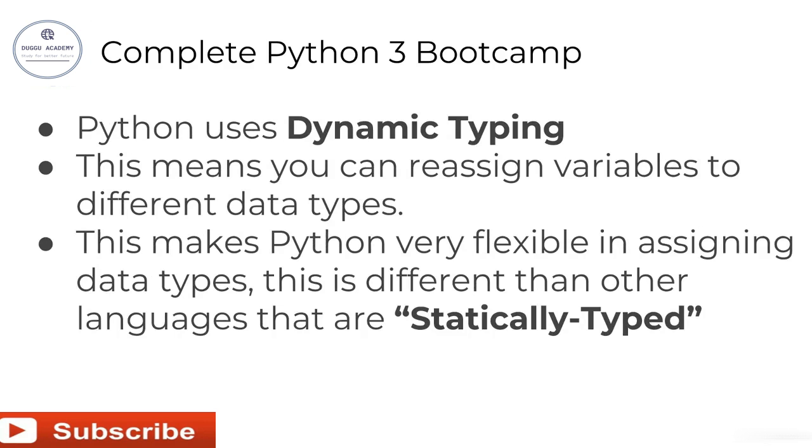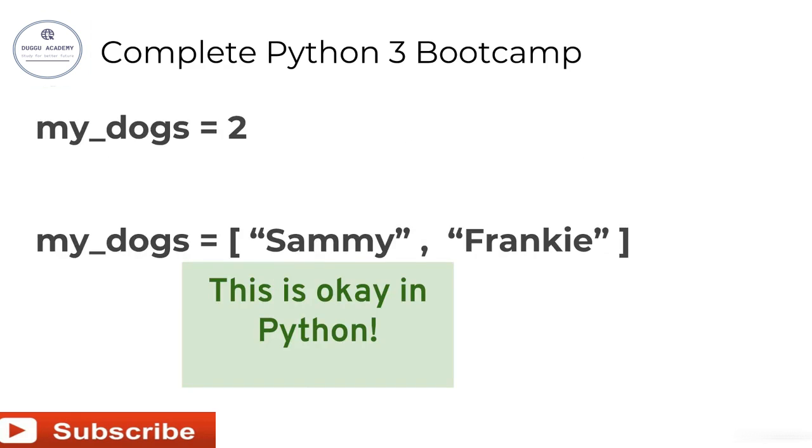Before we actually jump to the Jupyter Notebook, though, I want to mention that Python uses dynamic typing. And this means you can reassign variables to different data types. And this makes Python very flexible in assigning data types, and that's actually different than many other programming languages that are statically typed. So let me show you an example of what I mean by this. In Python, something like this is totally okay. Here I've assigned my_dogs variable name equal to 2. And then later on in my code, I went ahead and reassigned the same variable name, my_dogs, to a completely different data type, a list, Sammy and Frankie.